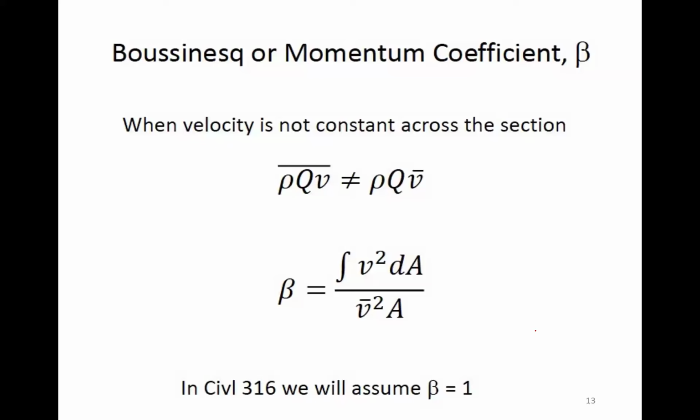These will give us different equations. And again, I'm not going to show you here, but if you do the math, you're going to get an equation for beta, and it will be integral of v squared dA over v bar squared A. We're going to assume in our class that beta is 1 unless otherwise noted. So I'm going to write it here: unless otherwise mentioned. Again, if it's a question or a project and there's no mention of the momentum correction coefficient, it's safe to assume it's 1. Otherwise, it's going to be given, and you'll have it.